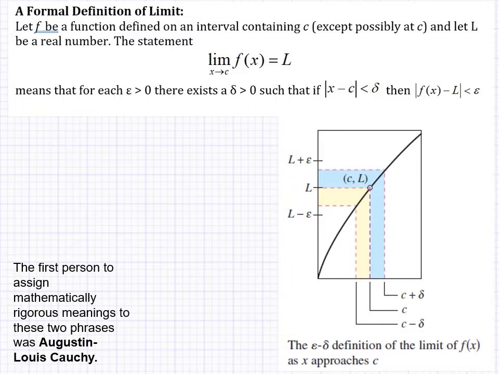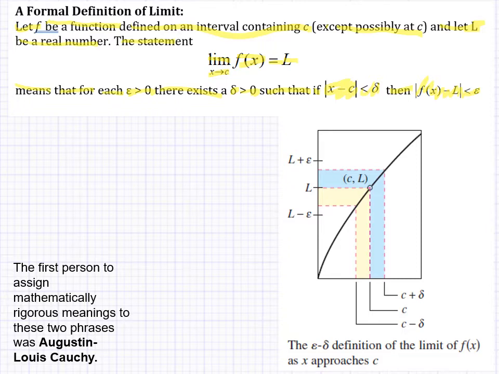So let's read it. Let f be a function defined on an interval containing c, except possibly at c. Remember, it doesn't have to be defined at c, it just has to be defined around c. And let L be a real number. The statement, the limit as x approaches c of f of x equals L, means that for every epsilon greater than 0, there exists a delta greater than 0, such that if the absolute value of x minus c is less than delta, then the absolute value of f of x minus L is less than epsilon.